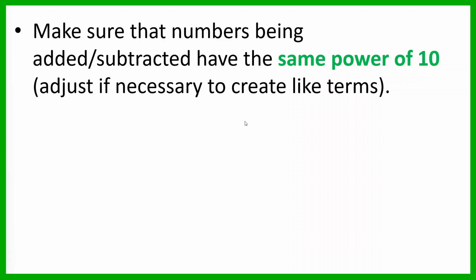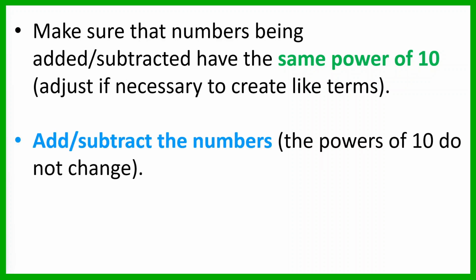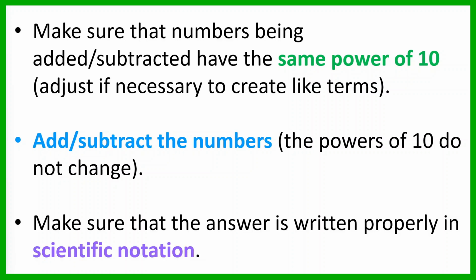Once you've made sure of that and adjusted it if necessary, then you need to add or subtract the numbers. And the powers of 10 will not change. Just like if you're adding 2x and 3x, the numbers get added and you get 5, but the x doesn't change. It stays x. So the same thing is going to happen over here, because now we're going to be adding or subtracting like terms. So the number part of it is going to change. You're going to add or subtract those, but then the power of 10 is going to stay the same. And then once you're done, just like when we're doing multiplication and division, you need to check that your answer is written properly in scientific notation.